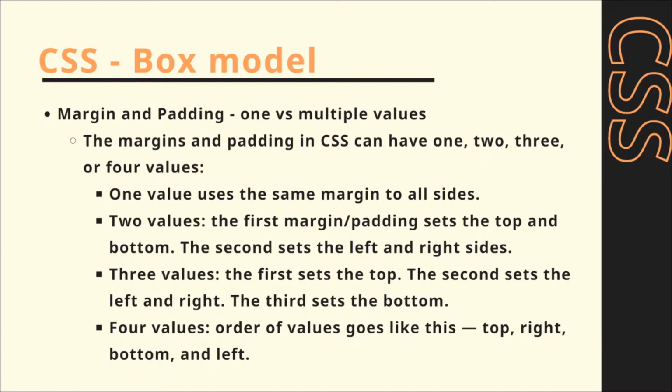For three values, the first sets the top, the second sets the left and right, and the third sets the bottom. For four values, for the margin and padding, the order of the values goes like this: the top, right, bottom, and left. So we can compare it with the clockwise direction. Whenever we go with four values, just think about the clockwise direction and start from the top, right, bottom, and left.